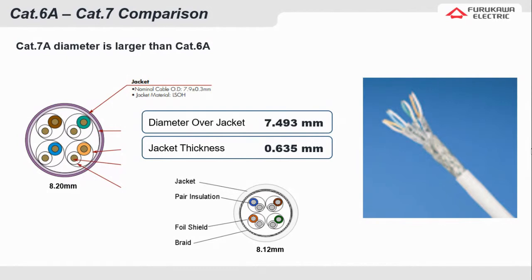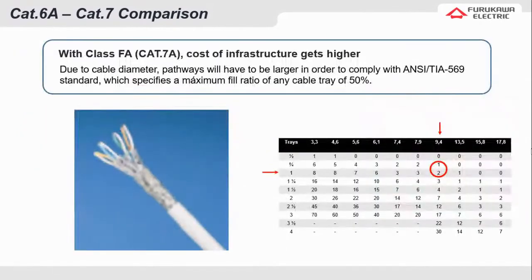Now, remember that when designing our cabling system, we have the TIA 569 standard, which sets the requirements of pathways and spaces. And regarding trays, it specifically states that the maximum fill ratio of any cable tray can't exceed 50%. Therefore, the larger the cable diameter, the smaller the number of cables we can place inside the tray, or we could also say that the larger the cable diameter, the larger the trays we will need to use.